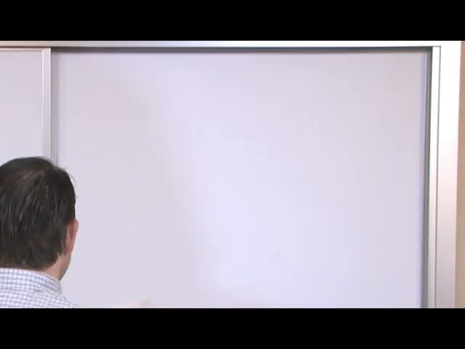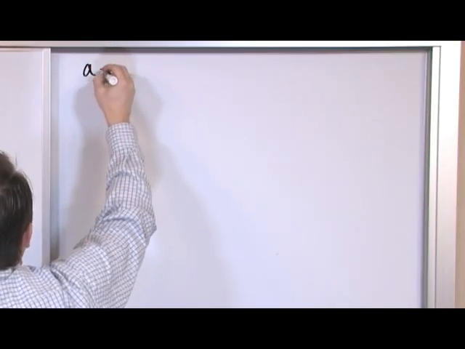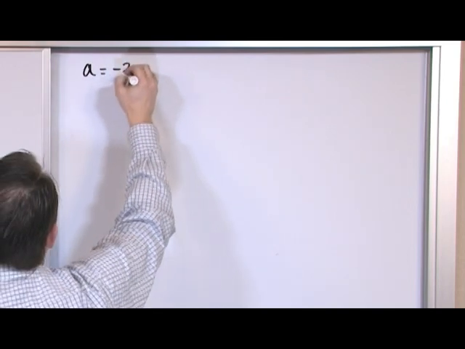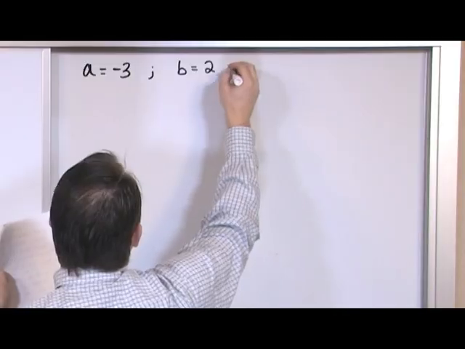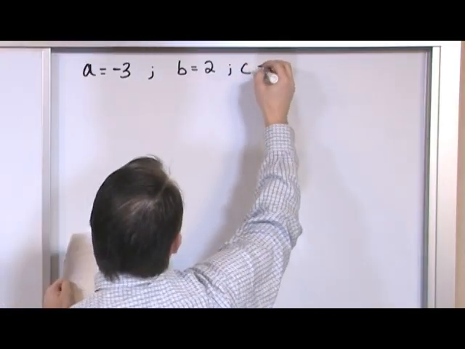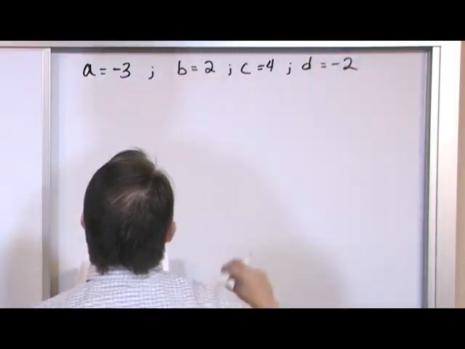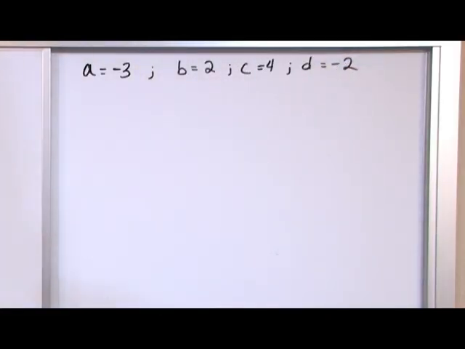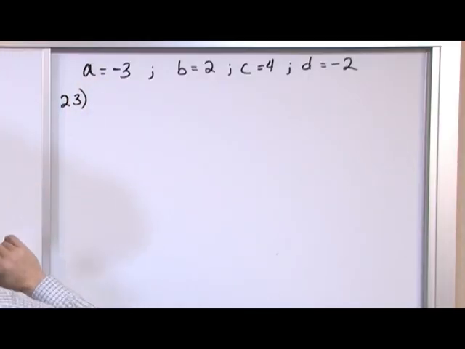All right, now this is really nothing too different, but let's say we had a variable a equal to -3, and let's say we had a variable b that was equal to 2, and let's say we had a variable c which was equal to 4, and d which was equal to -2. And so we want to just practice working on our expressions, so what we call evaluating our expressions.